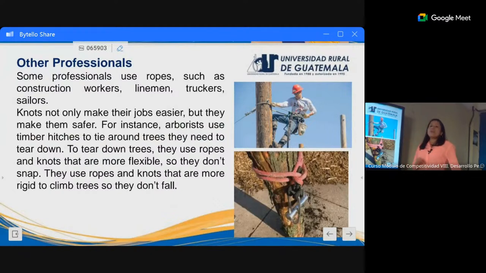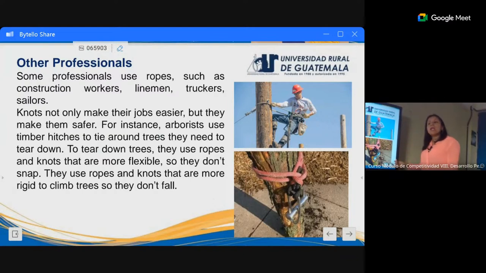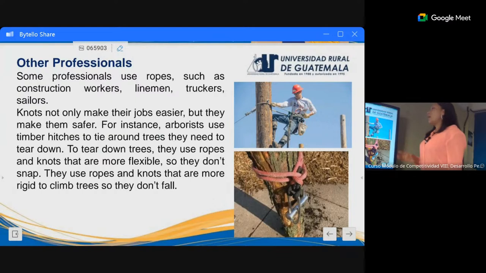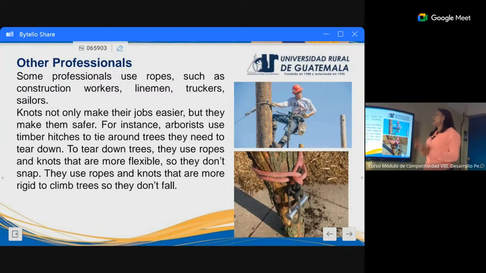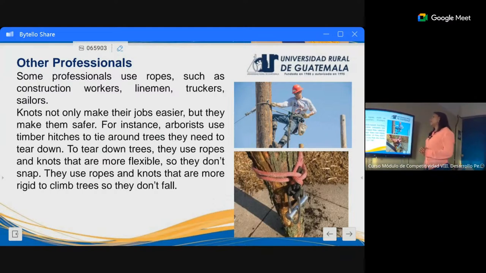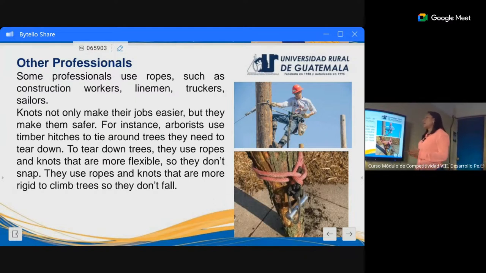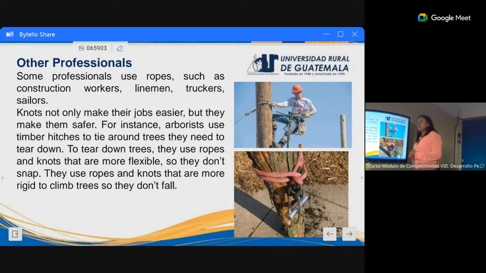So here it says, some professionals use ropes, such as construction workers, linemen. Look at this, the linemen, truckers, sailors. Here I would include the engineers, industrial engineers, and also firefighters, arborists. So knots not only made their jobs easier, but they made them safe. So for instance, arborists use timber hitches to tie around trees. To tear down trees, they use ropes and knots that are more flexible, so they don't snap. They use ropes and knots that are more rigid to climb trees so they don't fall.